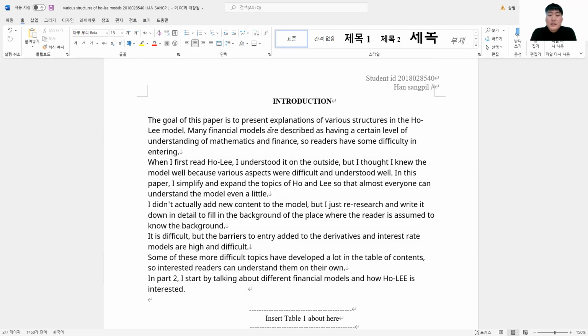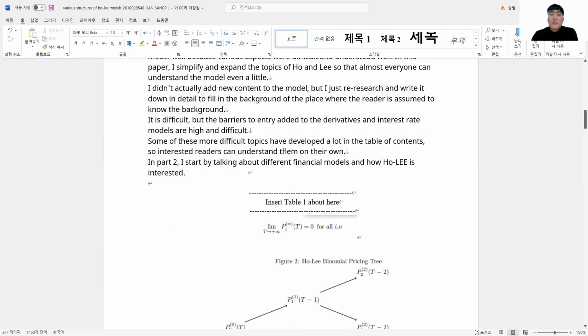In this paper, I simplify and expand the topic of the Ho-Lee model so that almost everyone can understand the model even a little. I didn't actually add new content to the model, but I just researched and wrote it down in detail to fill in the background where the reader is assumed to know the background. It is difficult, because the barriers to entry for derivatives and interest rate models are high.